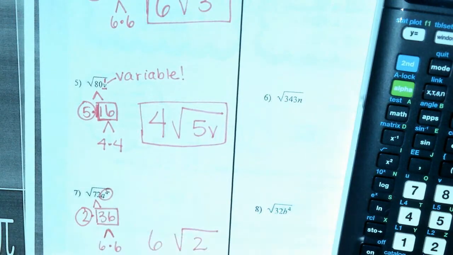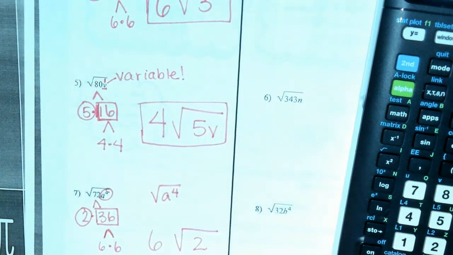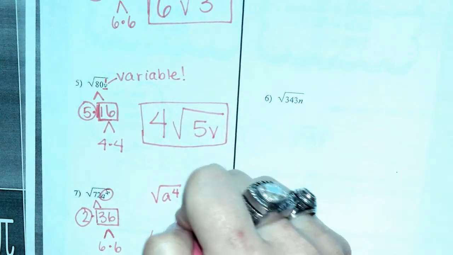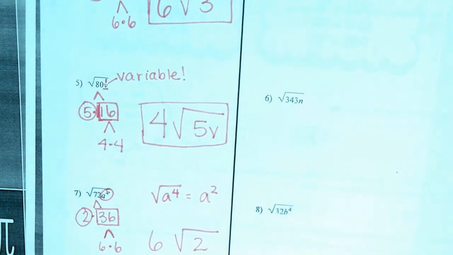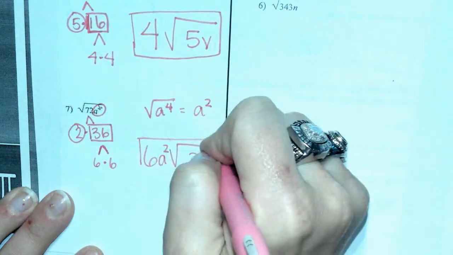Okay, now look at this a. This is a to the fourth. You can take a square root of a to the fourth. What times itself is going to equal a to the fourth? Yes, a squared. So because we could take the square root of a to the fourth, we pull that a squared out, and it goes with the 6. Only because you could take the square root of it.